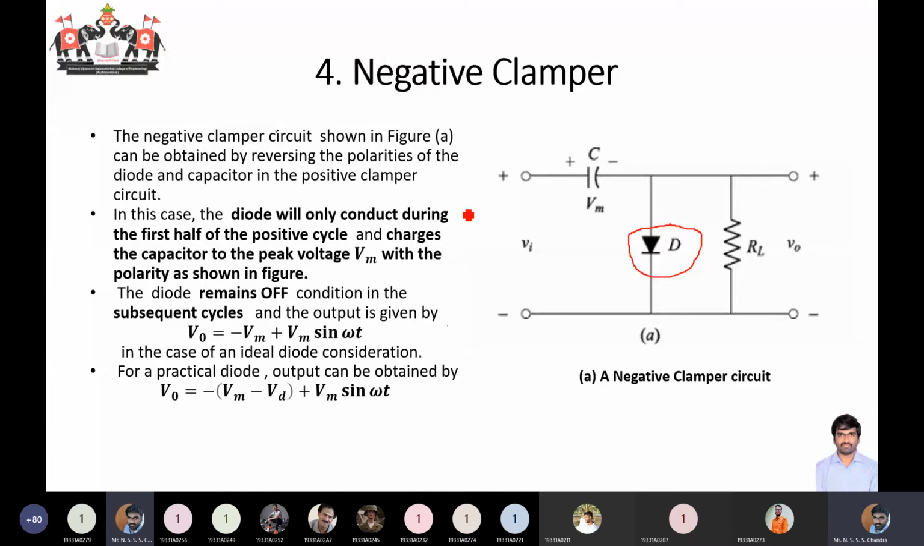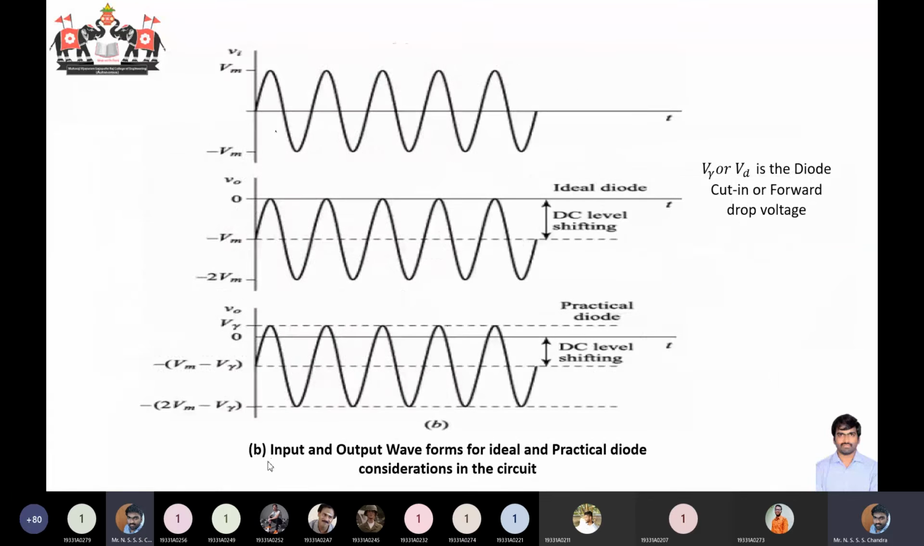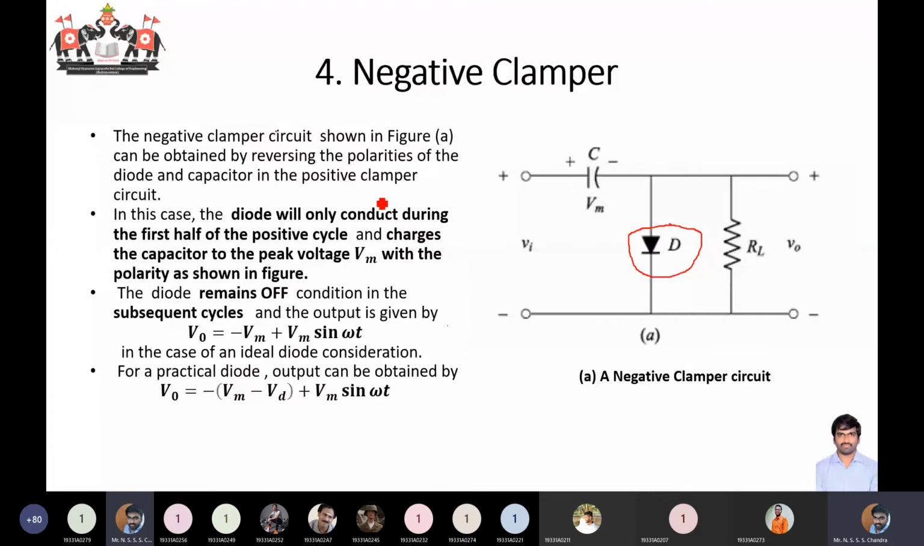So what happens in the positive half cycle? For the positive half cycle of the input, will the diode be in forward bias or reverse bias? Forward bias, right? So what happens when it is in forward bias? Your capacitor gets charged, right? So your current will start flowing in this manner.